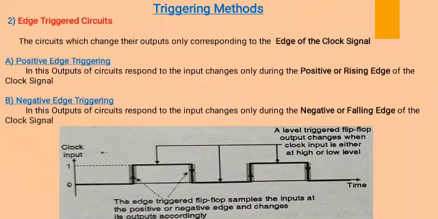Next we will see the edge triggered circuits. In this, the output changes corresponding to the edge of the clock signal. Again there are two types of edge triggering. Before that, again we will see this clock signal. The clock has two edges. This one is the positive edge, or it can be called a rising edge. This one is the negative edge, or this can be called a falling edge of the clock pulse.